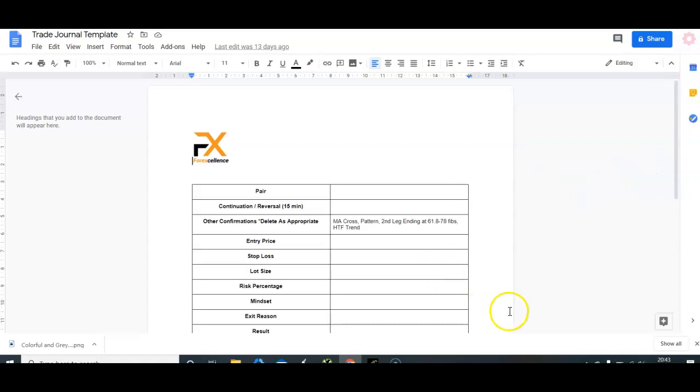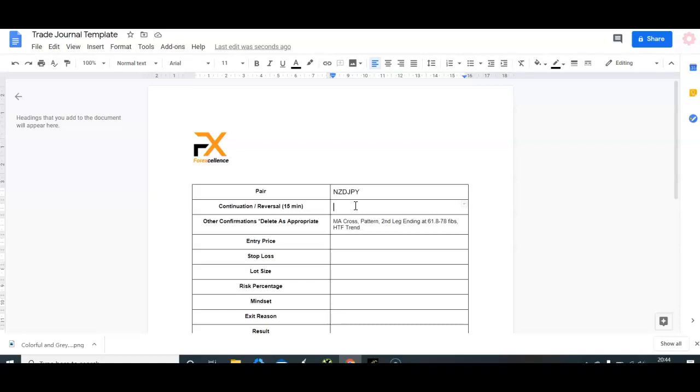So just to give you an idea of how I fill this in, under the pair I would put the pair. So if I was trading NZD/JPY, that is what I would type in there. I'm then looking if it is a continuation or a reversal on the 15-minute. Now, this is obviously going to vary dependent on your strategy. Sometimes I will trade continuation trades, the ones that are already in the direction of the trend on the 15-minute chart, or sometimes I will wait for a break of structure and trade the reversal trade.